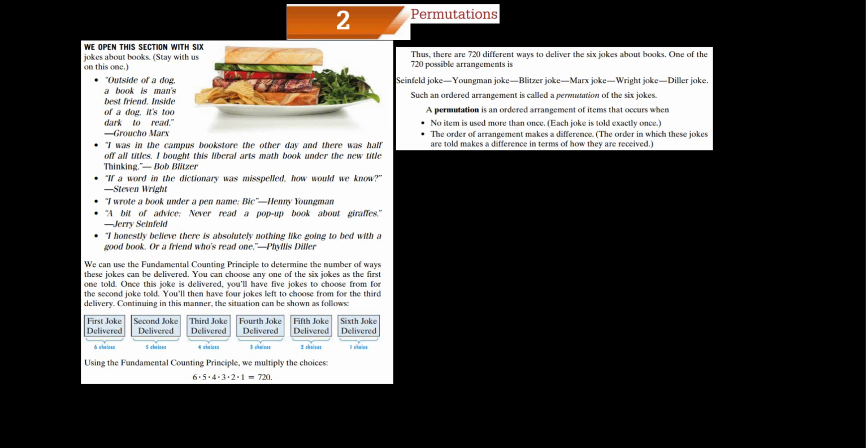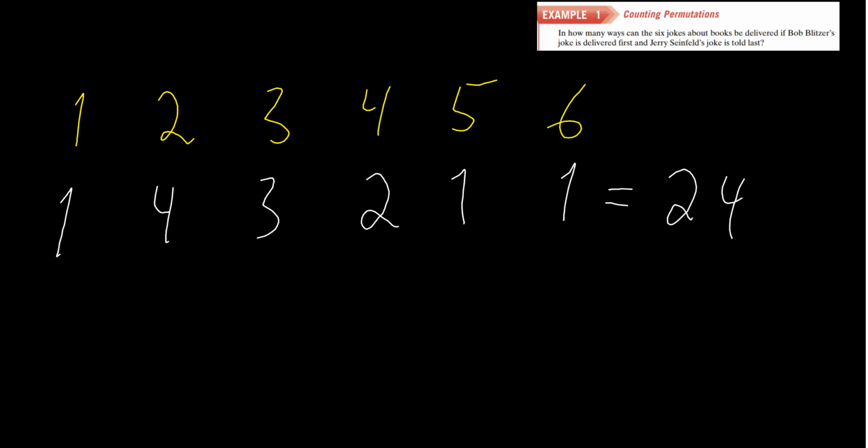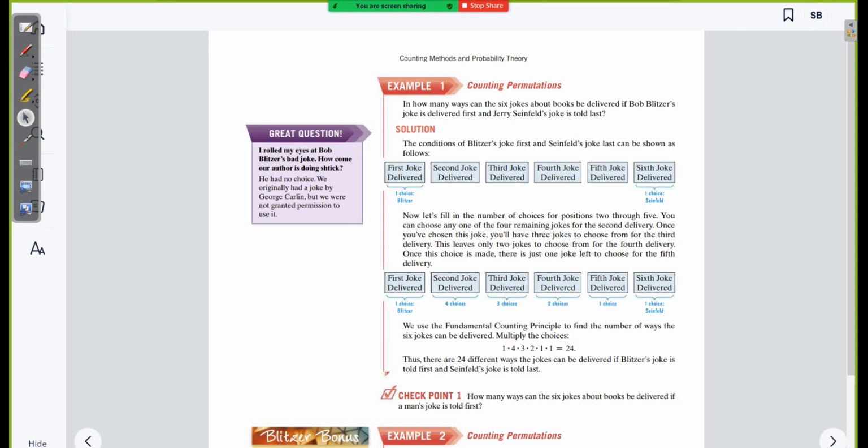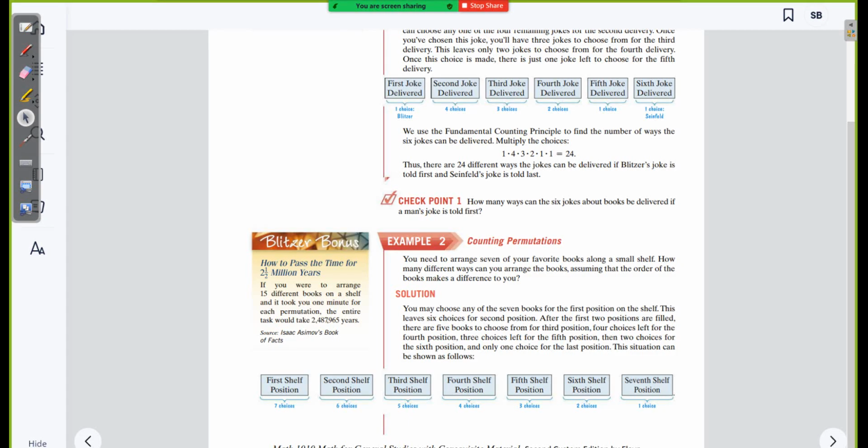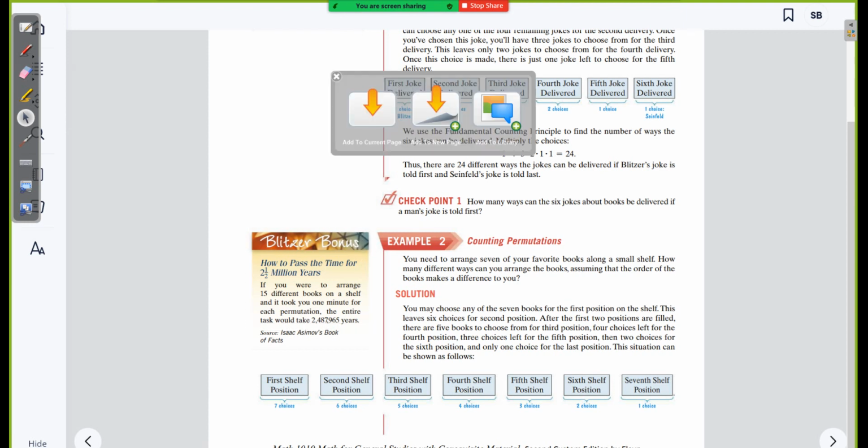So let's go back to here. If order did not matter there were 720 possible ways. But by making Blitzer's joke first and Seinfeld's joke last, we only have 24 possible ways. And I'm going to go ahead and snip this little bit over here because it's pretty interesting, just for fun. Just the way numbers are.